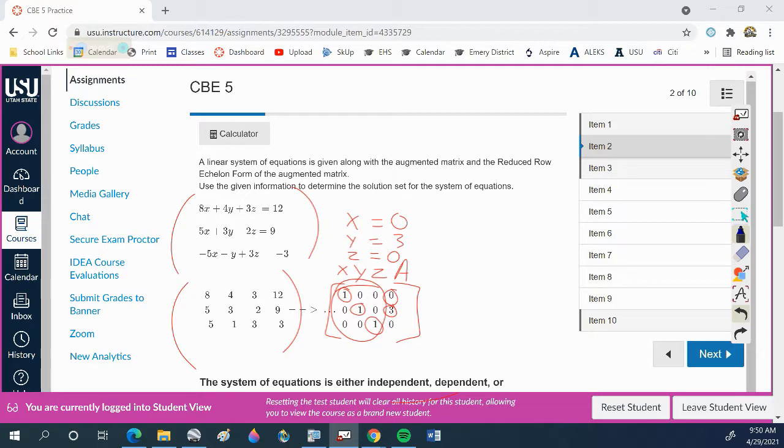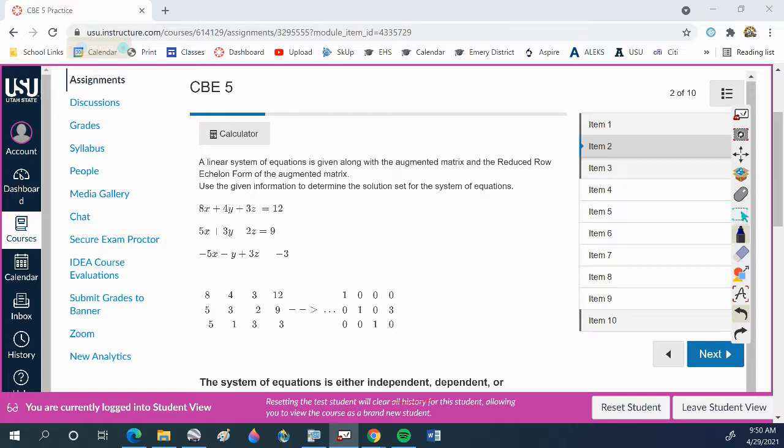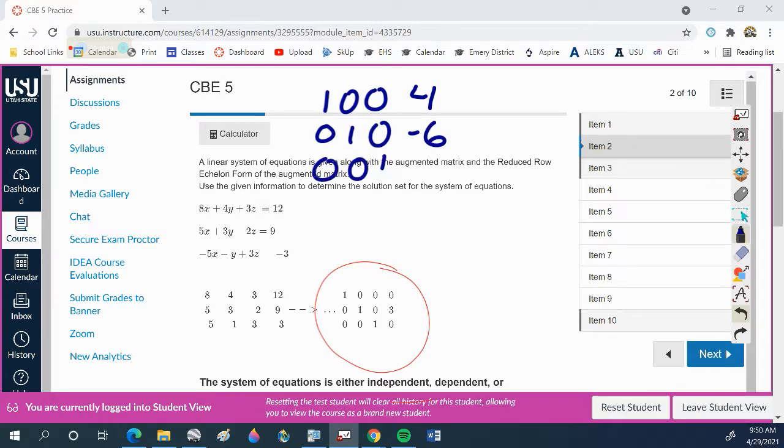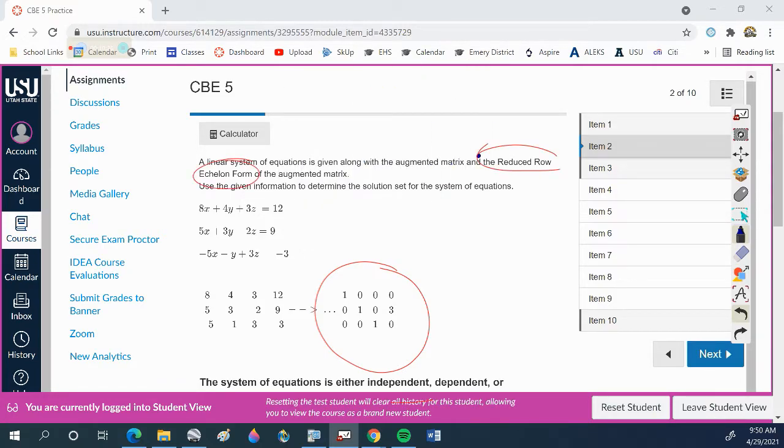Does that make sense? Okay. So the equation, the matrix will almost always look like this. So another example could be 1, 0, 0, 4, 0, 1, 0, negative 6, and 0, 0, 1, 5. In which case, x is 4, y is negative 6, and z is 5. Now, this phrase right here, reduced row echelon form, that means it shows up looking like that.